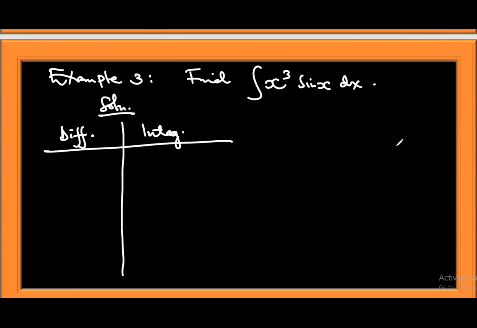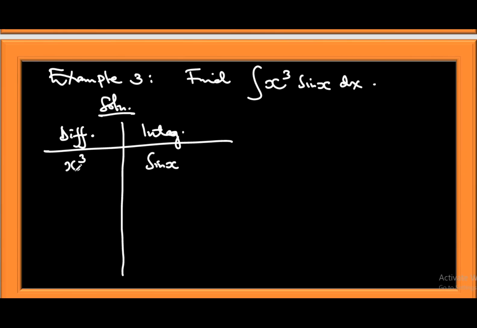Let's look at number 3. They are telling us to find the integral of x cubed sine x with respect to x. Again, we can clearly see that it is x cubed that can be differentiated a number of times until we come up with a 0. So x cubed goes under differentiation, then sine x goes under integration.